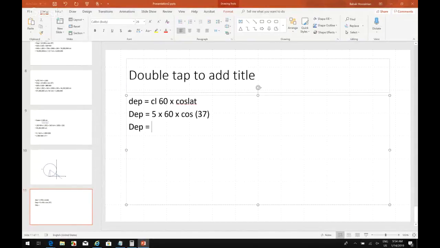Departure equals 300 times cos 37, 0.79. So let's say 0.8. Otherwise, 0.7986 times 300. It's 239, 240. Departure equals 240 nautical miles.